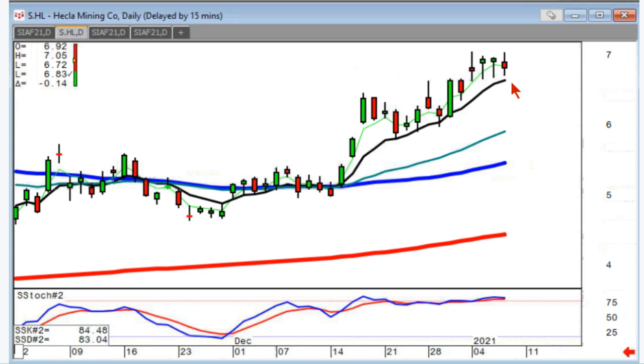If this even opens lower tomorrow, even though it doesn't close below the T-line, let's close out, take our profit, and let's go find another chart that looks like this. That way I'm taking my probabilities from an iffy situation and moving it back to a strong situation.